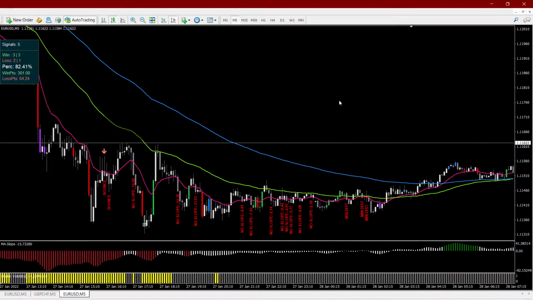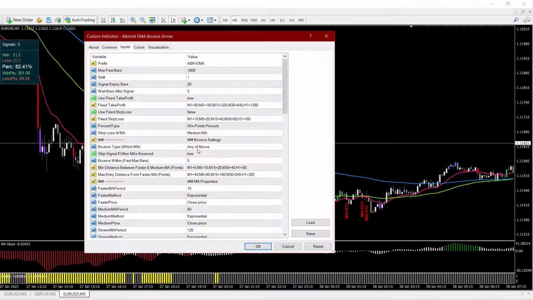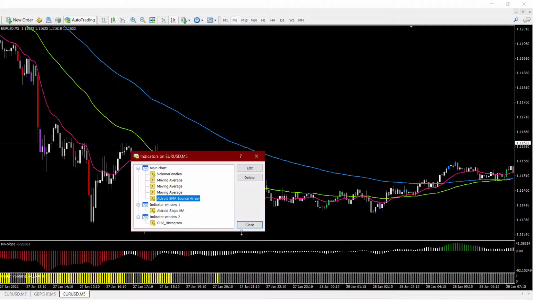So I'll just set it to faster only, because the default settings work great for time frame M5, and you can try out multiple settings for M15, M30, but these are mostly good for scalping.